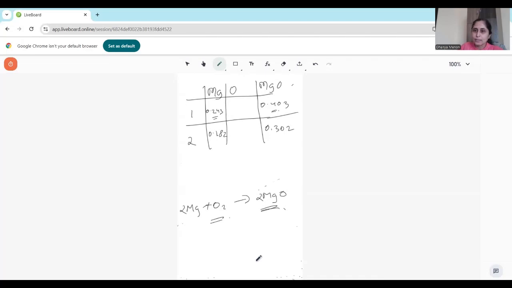Product minus the reactant. You can get it, right? 0.403 minus 0.243. If you subtract it, you can get the mass of oxygen, because we already learned the first law, the law of conservation of mass. The sum of masses of the reactants is equal to the sum of masses of the products. So it comes to 0.160. This is 0.160.